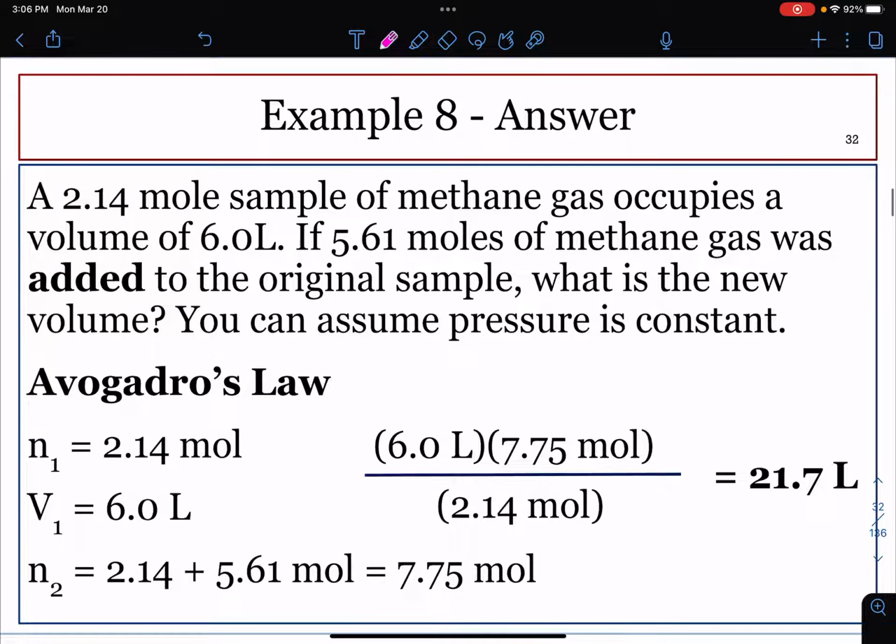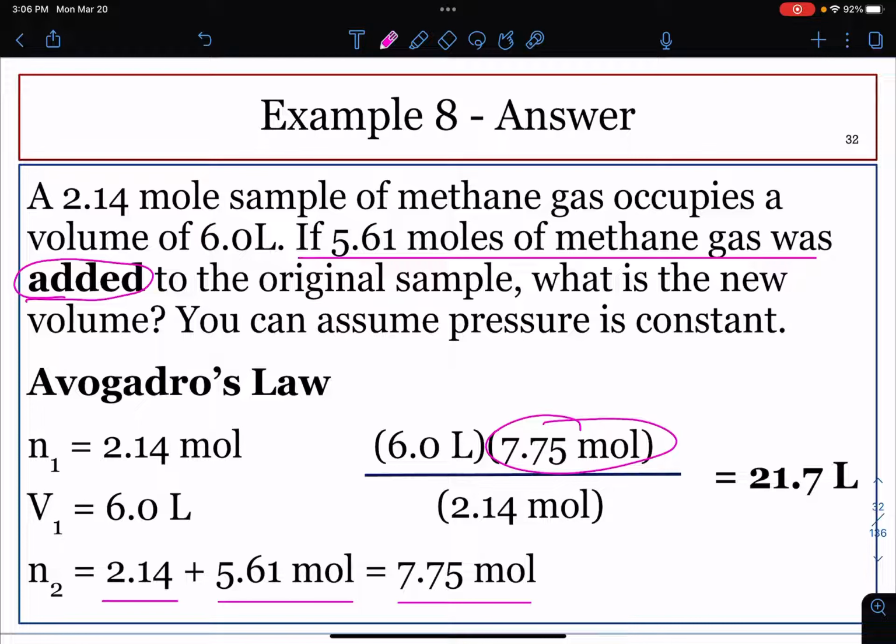The tricky part of this problem is that the problem is telling us that if 5.61 moles of methane gas was added, there's the key word. So 5.61 is not N2. N2, or the final amount of moles, is the initial value of moles plus what was added, the 5.61. So our N2 is actually 7.75, which goes here in the equation. When we cancel our mole values, or our mole units, then we're left with 21.7 liters.